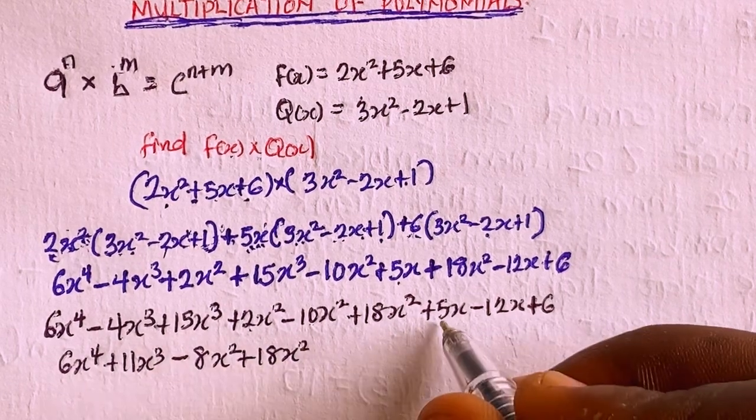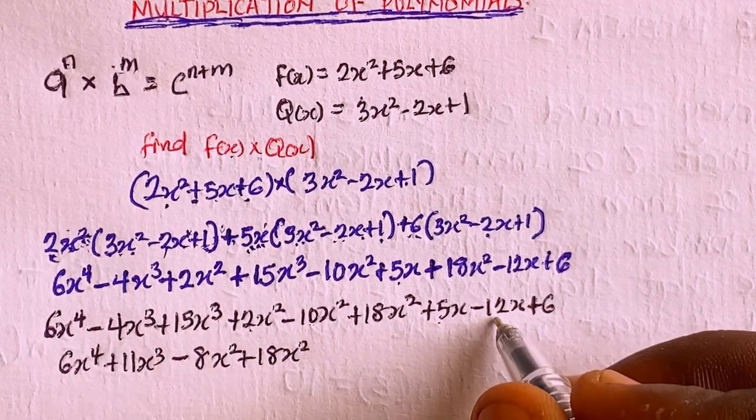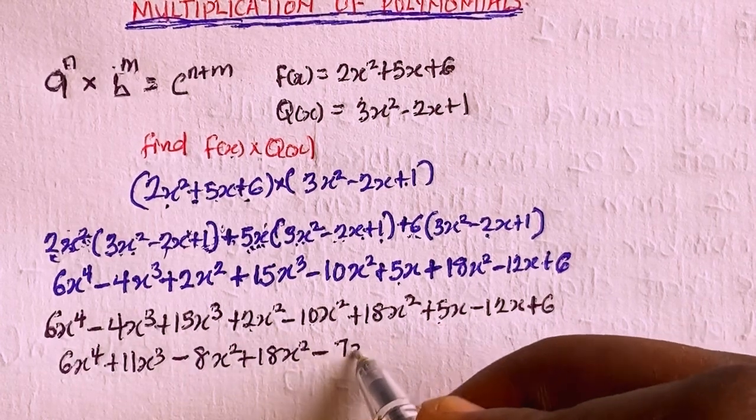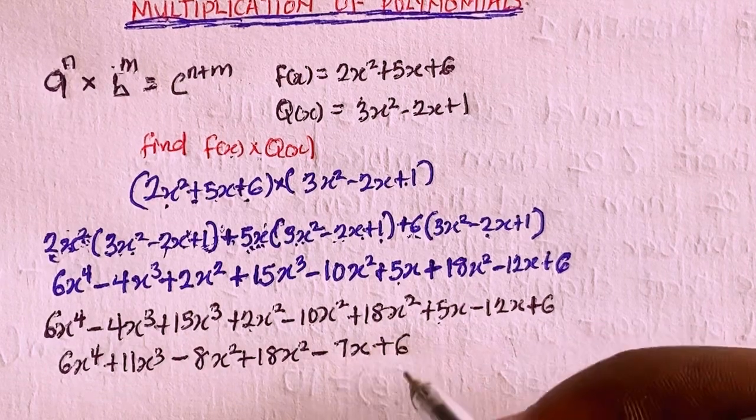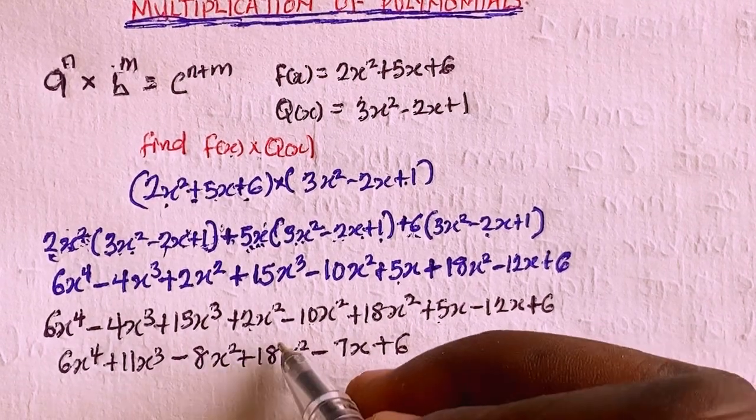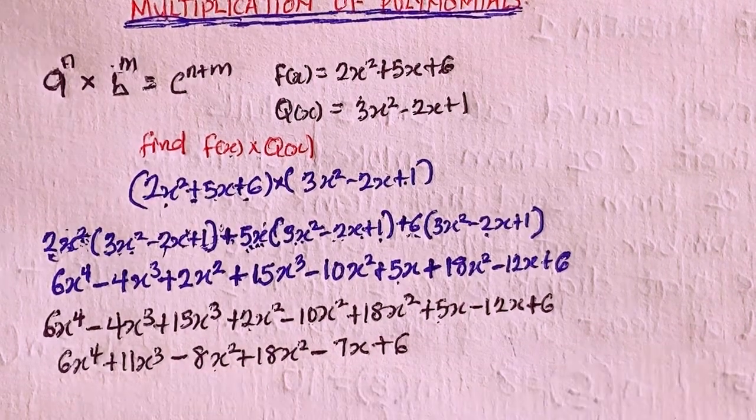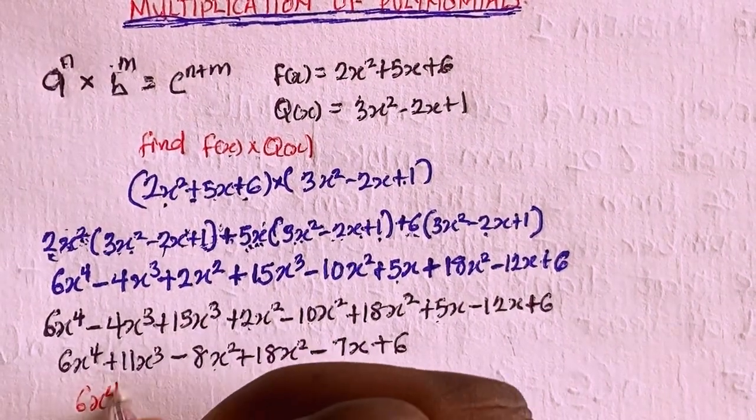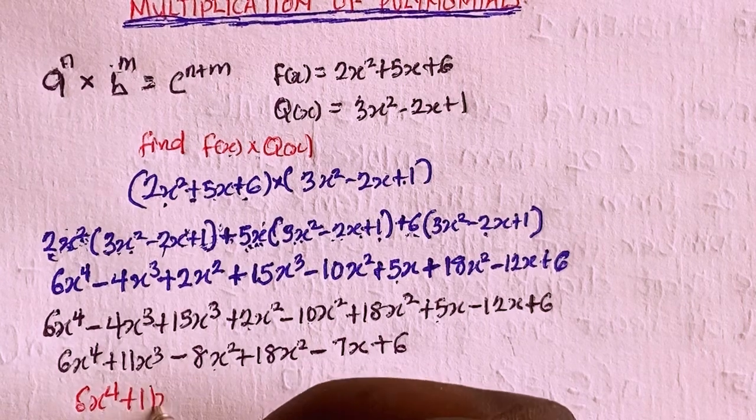Right? Then after that, you have 5 minus 12. That should give us plus 5x minus 12x, that's actually minus 7x. Then plus 6. So let's go ahead and simplify further, since we have two powers of x here that are the same. So here, simplifying this further, we're going to have 6x raised to the power of 4, right? Then plus 11x raised to the power of 3.